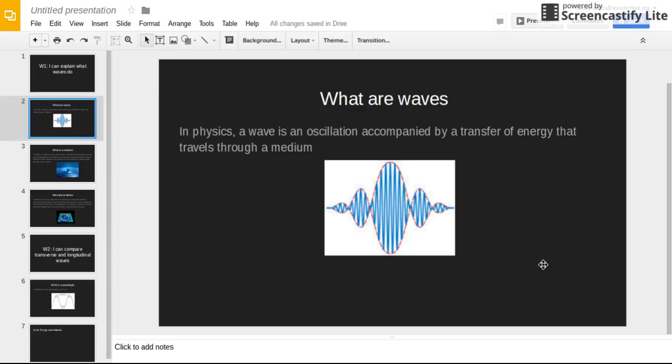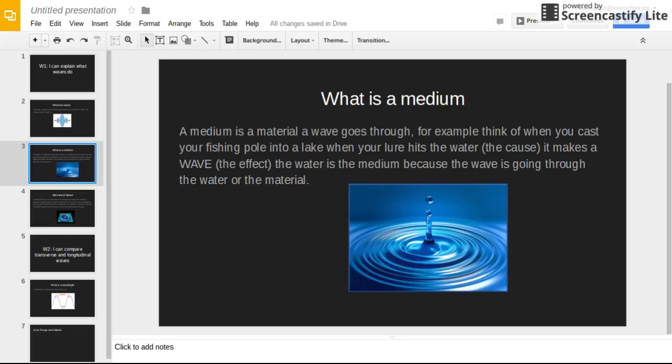The medium is a material that the wave goes through. For example, think of when you cast your fishing pole into a lake. When your lure hits the water, the cause, it makes a wave, the effect. The water is the medium because the wave is going through the water, or the material.